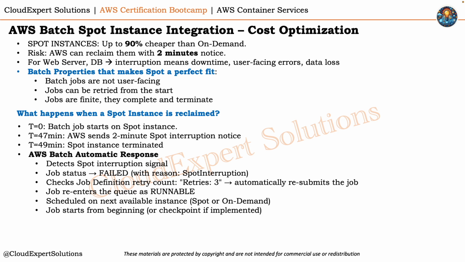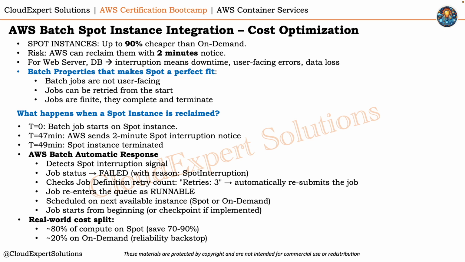For any enterprise workload, or for most production batch workloads, it runs 80% on Spot and 20% on on-demand EC2 instances as a safety net.